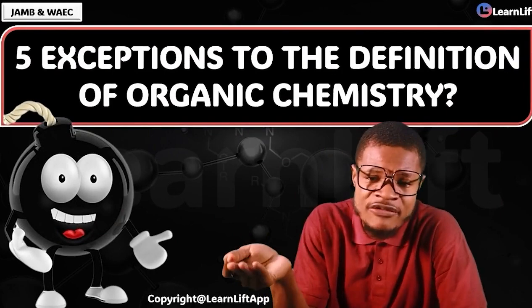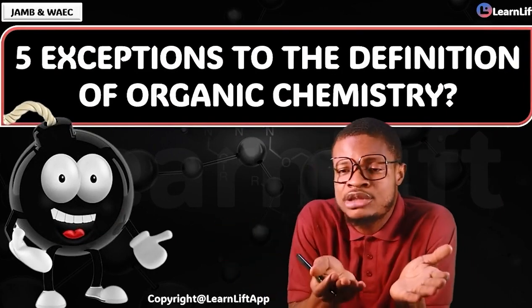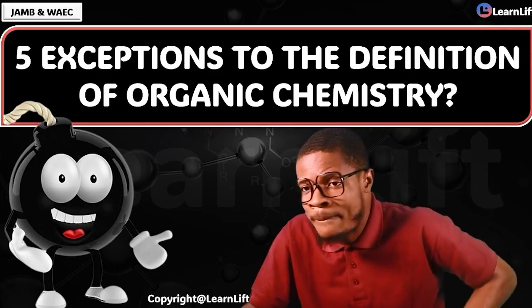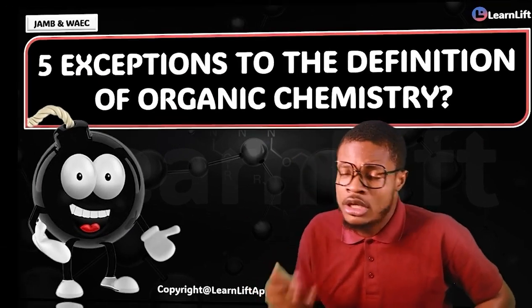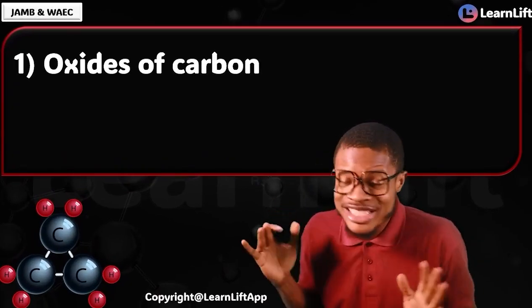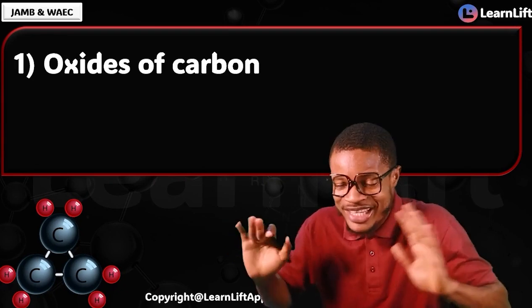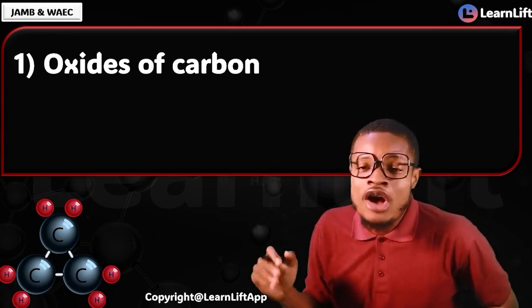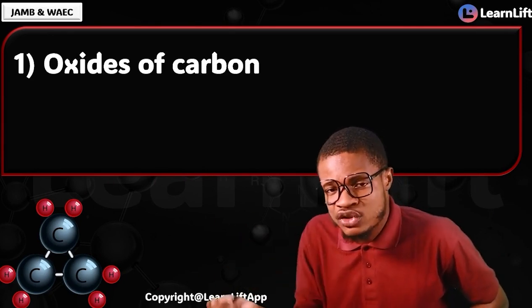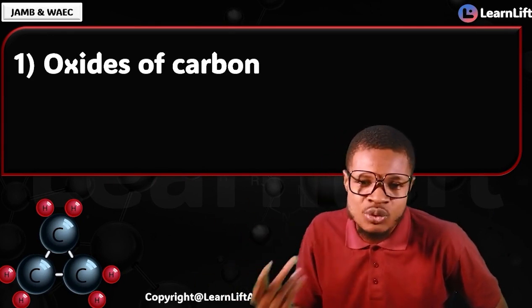And how many are there? There are 5 of them. So what are the 5 exceptions to the definition of organic chemistry, which is the study of carbon and all its numerous compounds? Among the exceptions, number 1 exception is the oxide of carbon. So follow me squarely. If you are just meeting me for the first time, just follow me. So oxides of what? Carbon. Are they part of the definition of organic chemistry? No. What are the oxides of carbon? Majorly, there are 2 of them.